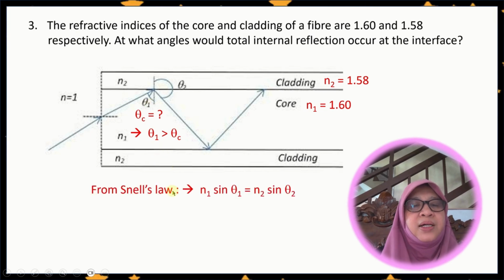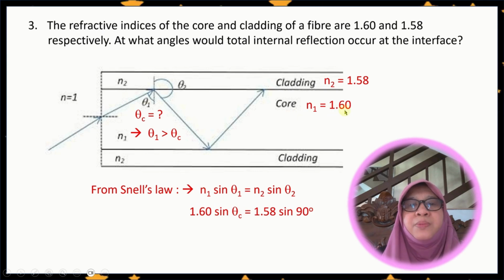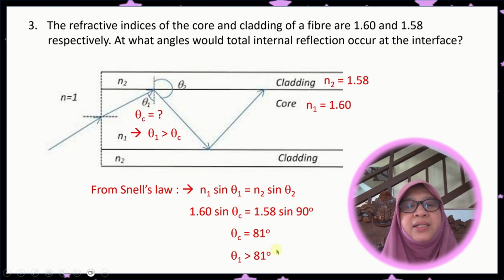For total internal reflection to occur, theta 1 must be larger than theta C. So we use the second derivation of Snell's law: N1 sine theta 1 equals N2 sine theta 2. N1 is the core, 1.60, sine theta C, as theta 1 reaches theta C here. N2 is 1.58, sine 90 degrees. So we get a critical angle of 81 degrees. That's the answer, and for total internal reflection to occur, theta 1 must be larger than 81 degrees.